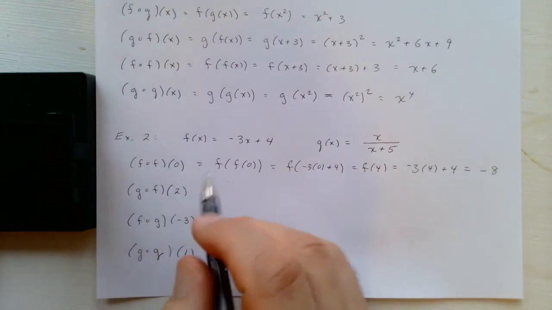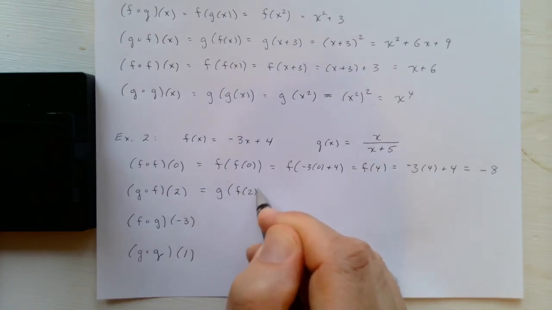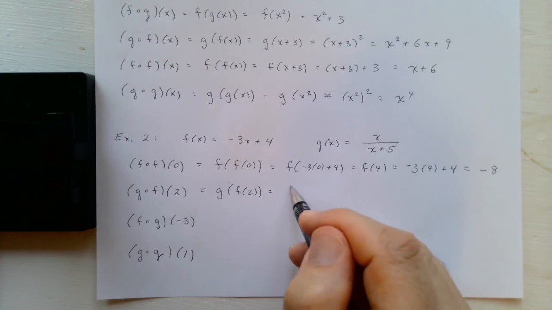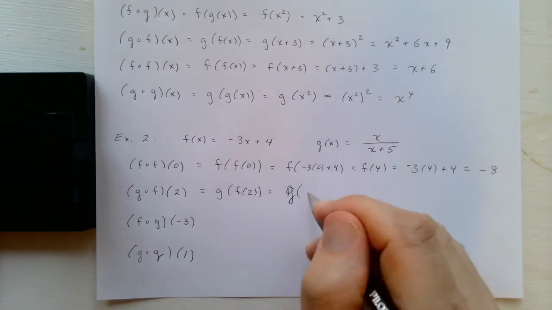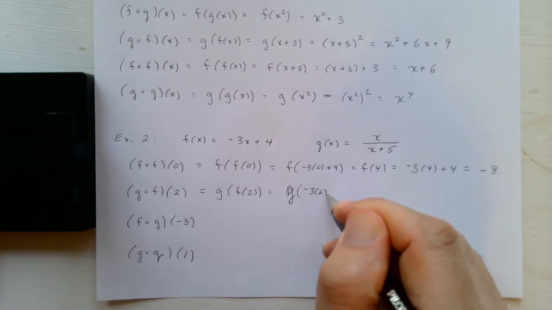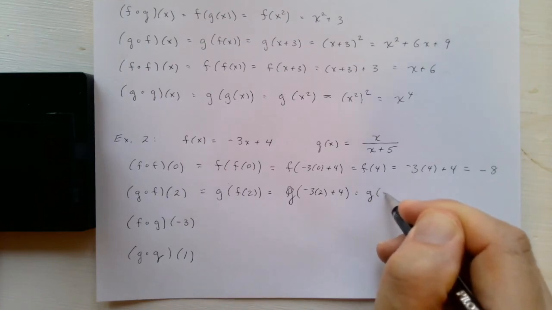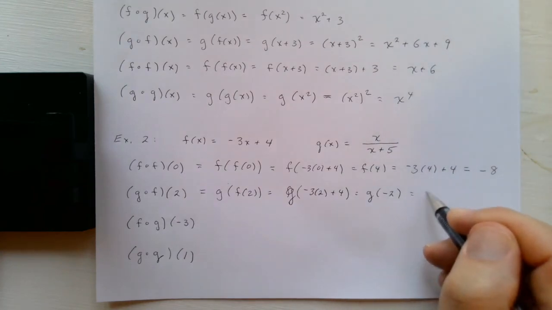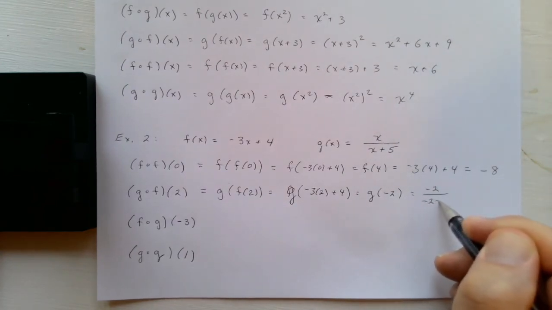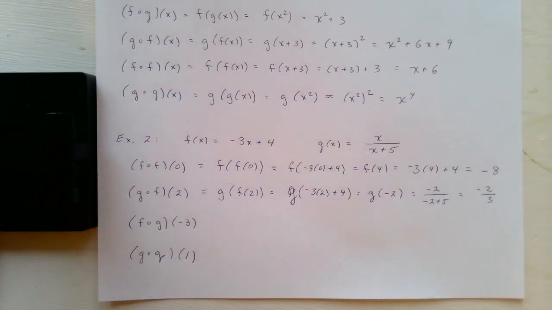G circle f of 2 is g of f of 2. F of 2 is negative 3 times 2 plus 4, so this is negative 2. And now we plug negative 2 in here, so this will be negative 2 over negative 2 plus 5, which is negative 2 over 3.